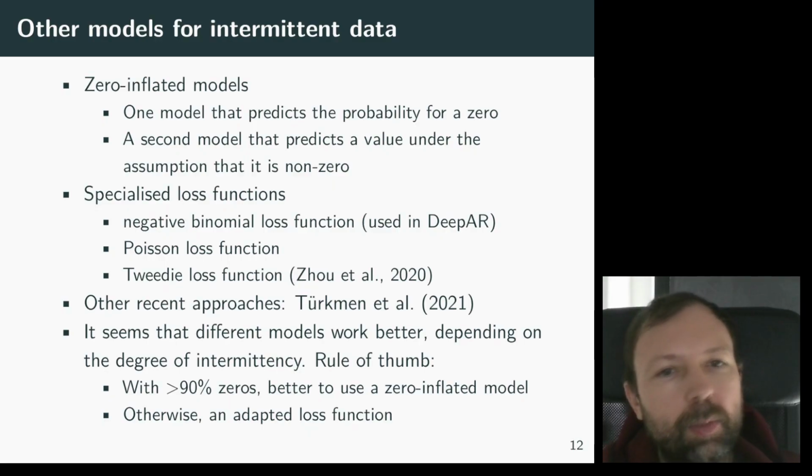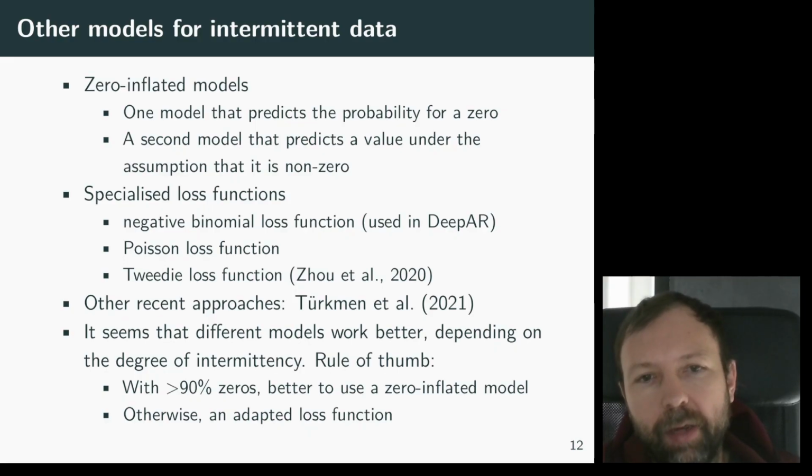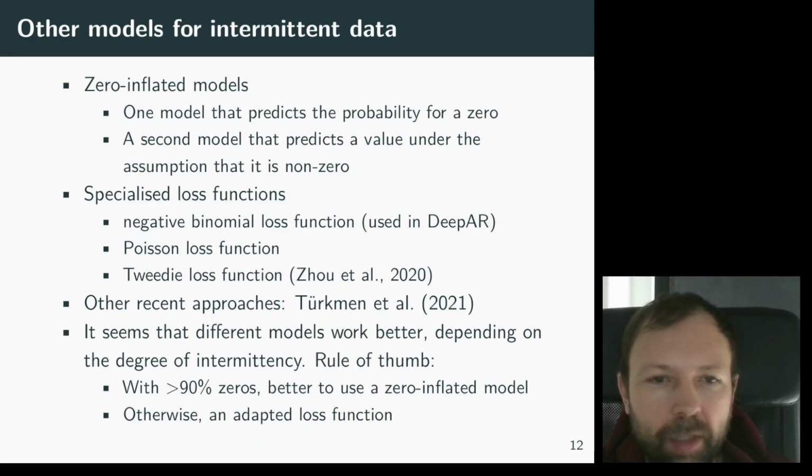Another thing you can do is specialized loss functions. So for example, a negative binomial loss function, that's something that DeepAR does. You can have Poisson loss functions, or you can have a Tweedie loss function that's implemented in LightGBM as well. There are some other more specialized approaches, like this one here from Turkman et al. in 2021 that I don't want to go into.